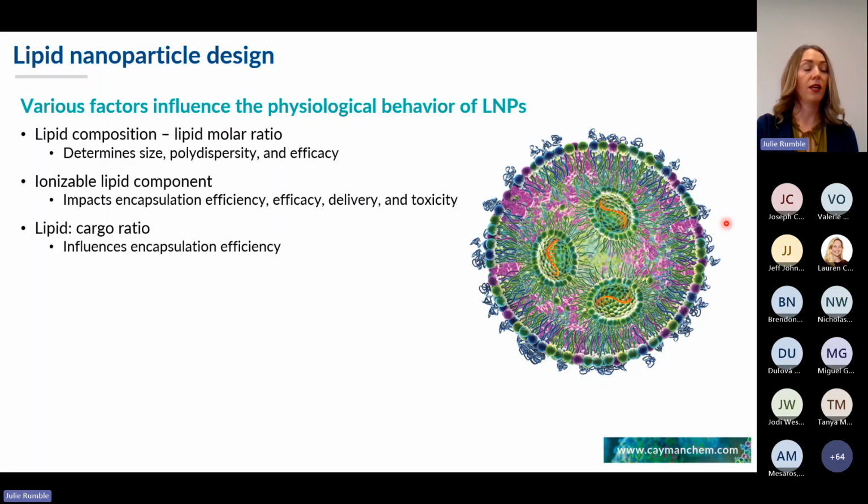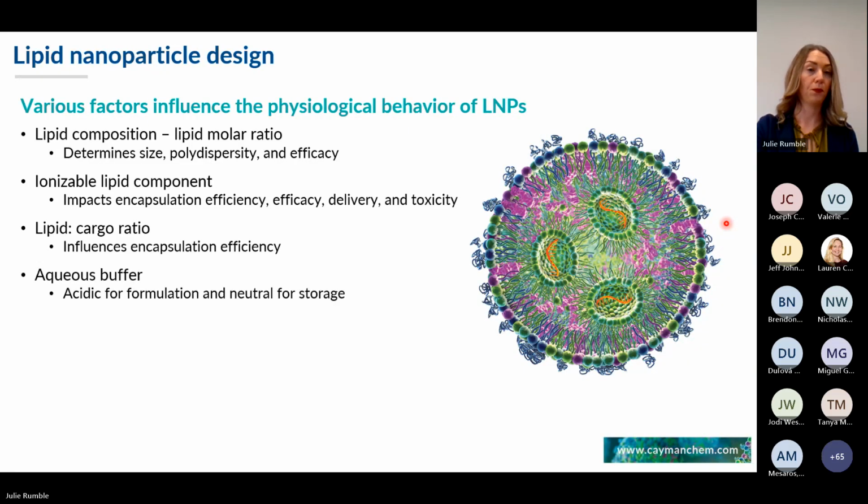Another key factor is the lipid to cargo ratio, which influences encapsulation efficiency. This is often defined as the N to P ratio, which represents the ionizable lipid nitrogen atoms to nucleic acid phosphate ratio, essentially representing the charge balance between the two components. The aqueous buffer used in the mixing process also needs to be thoughtfully considered. It needs to be acidic for the particle formation. However, particle storage and use require a neutral buffer.